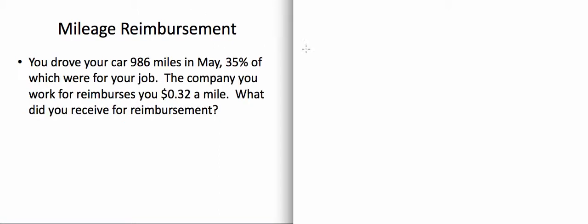You drove your car 986 miles in May. 35% of those miles were for your job. So we have to figure out how many of these 986 miles were for your job. You're going to take 986 and multiply it by the percentage that's given. In this case it's 35% or 0.35, and that gives us an answer of 345.1 miles.